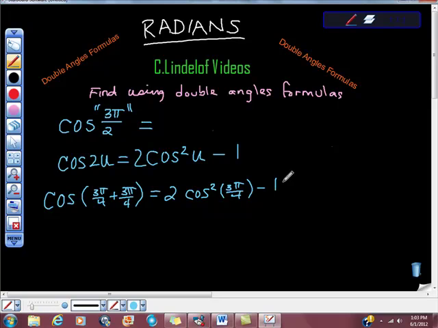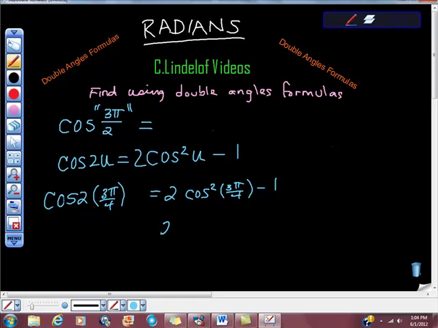So you're maybe going, Charlie, what are you doing? How's this 2u? Well, 3 pi fourths and 3 pi fourths are the same number, aren't they? So there are 2 of them. So what I really have is, just going to rewrite it, can't we agree that this is cosine of 2 times 3 pi fourths? That would give us our 3 pi halves back, wouldn't it? That's all I'm doing here.